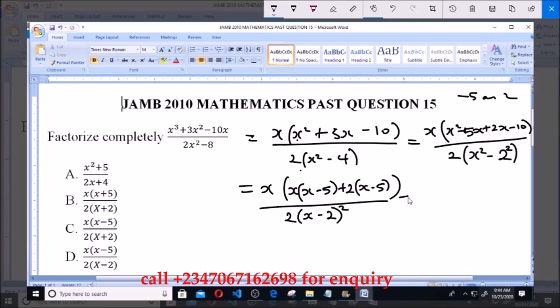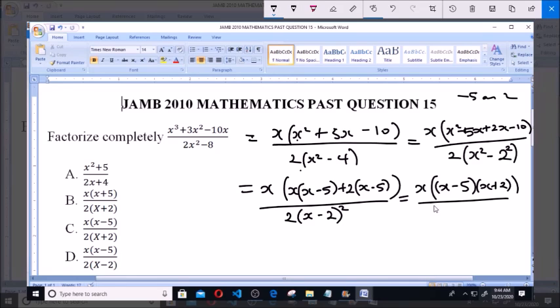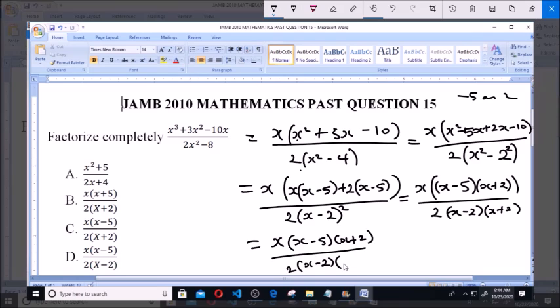Now this is equal to x into, now factorization of this will give us what? x minus 5, x plus 2 all over 2 into x. Now this can be written as, since this is x minus 2, x minus 2 x plus 2. So this is equals to x into x minus 5, x plus 2 all over 2 into x minus 2, x plus 2.